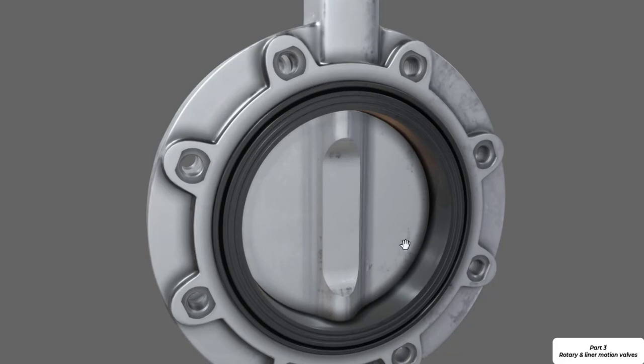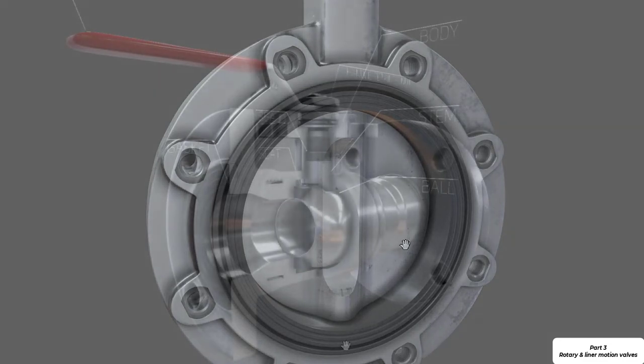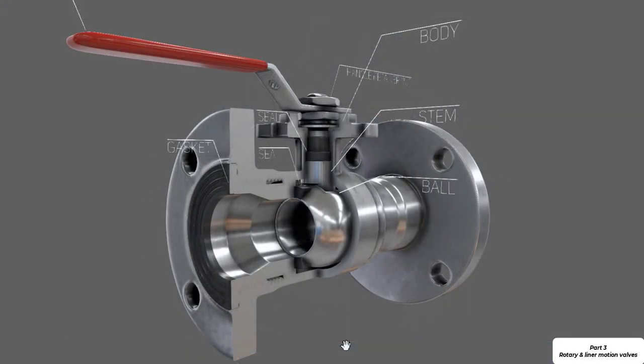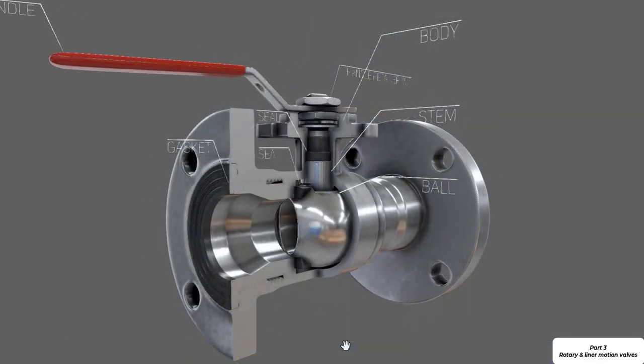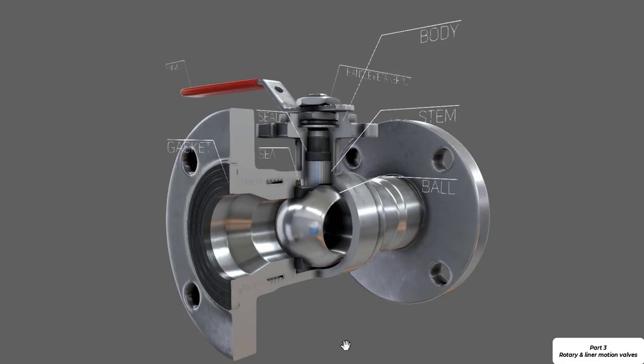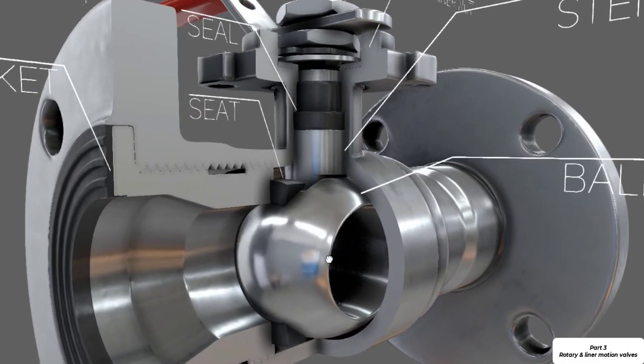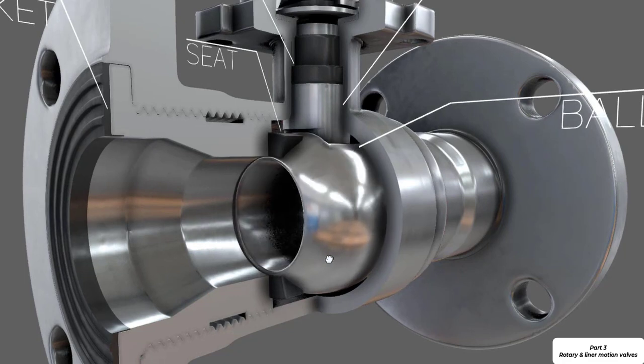Rotary motion valves are also referred to as quarter turn valves because they only require a rotation of 90 degrees in order to move from the fully open to fully closed position. Another rotary motion valve design would be the ball valve. Again, now it is fully closed and now it is fully open.